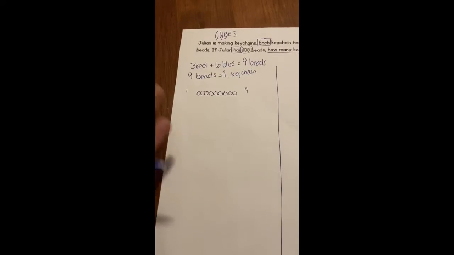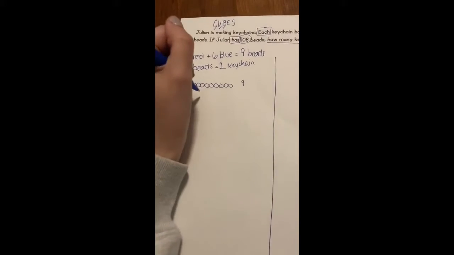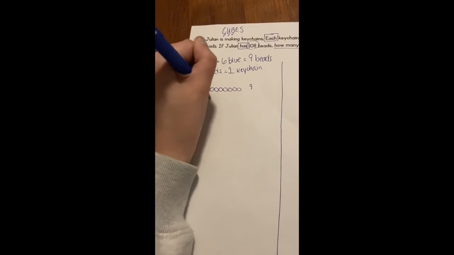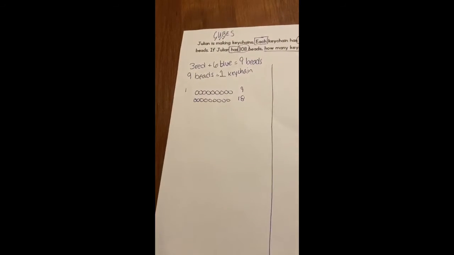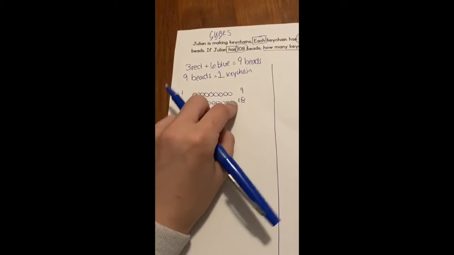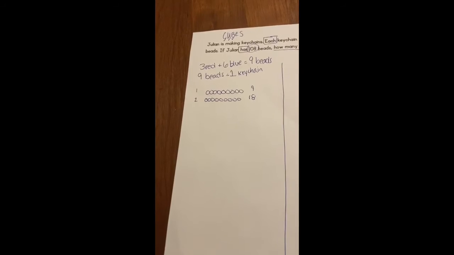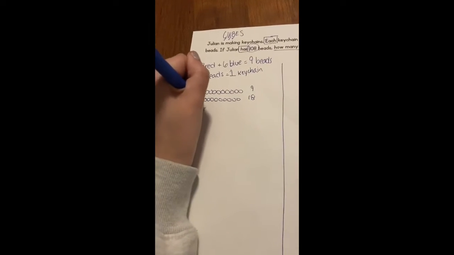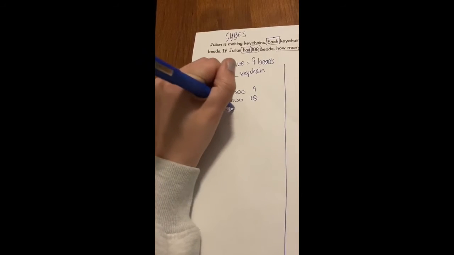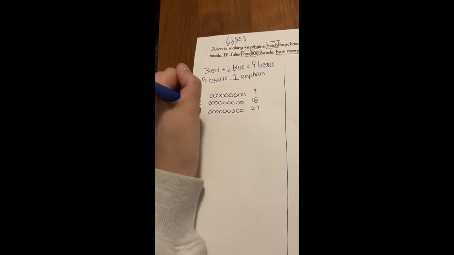And I can keep going on and doing that until I reach 108 beads, or as close as I can get to that. So if I draw another 9, that's going to bring me to 18, because I'm now adding 9 more. That's 18 beads that I've used to make 2 keychains. And you're going to keep going and doing that, okay? Another 9, so that's going to now give me 27 beads I've used for 3 keychains.